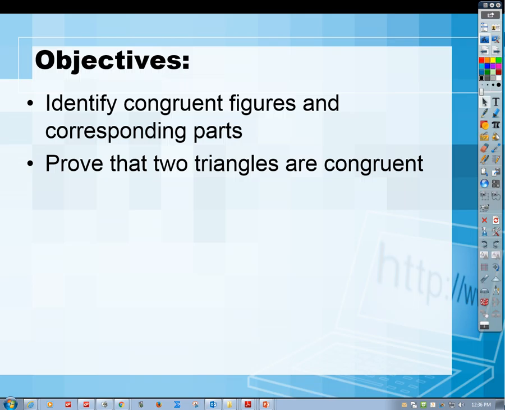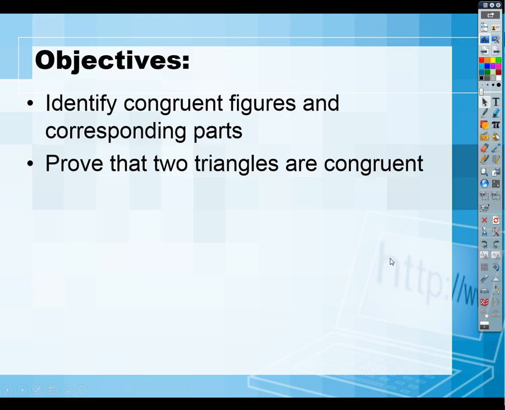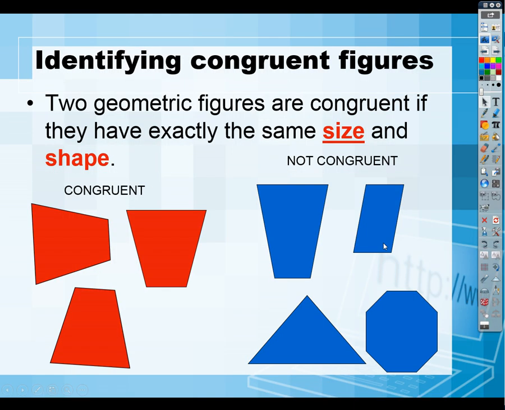You have good eyes. We're going to prove that two triangles are congruent in kind of a clumsy way. We'll come up with a much better way soon. But for now, we have to go about it in a little more time consuming and less efficient way. We'll fix that later. We know more stuff. So identifying congruent figures. Now you guys know this. This is going to be a lot of review here at the beginning.